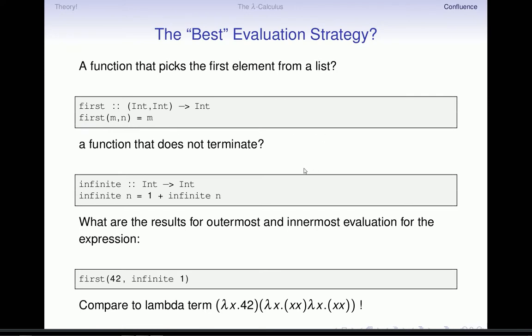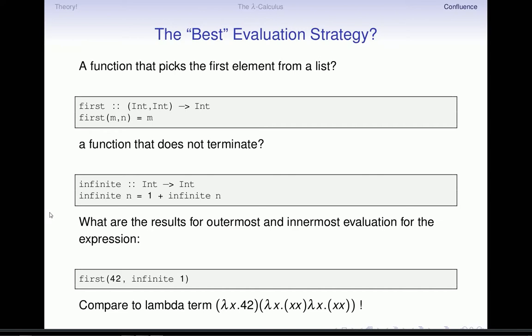Can we combine this with a function that does not terminate? For instance, a function called infinite that takes an integer and returns an integer, and the definition of infinite n is 1 plus infinite n. You can try to evaluate this function, it will never terminate.